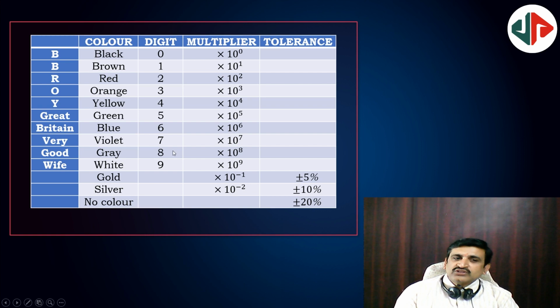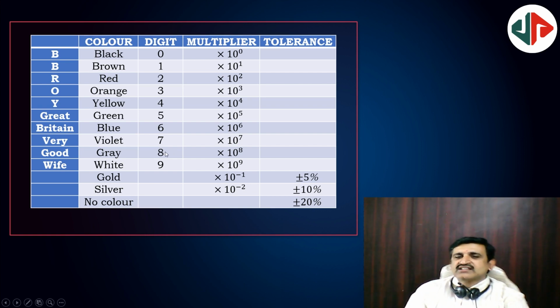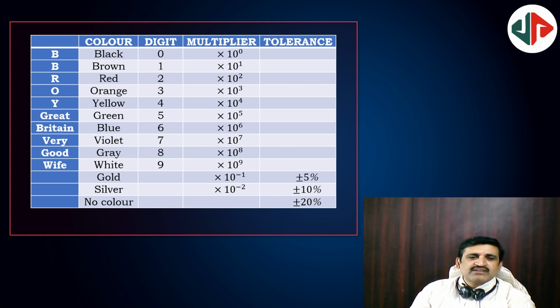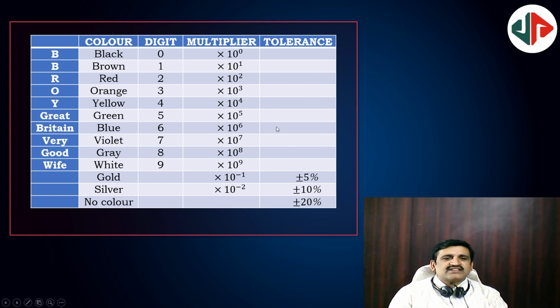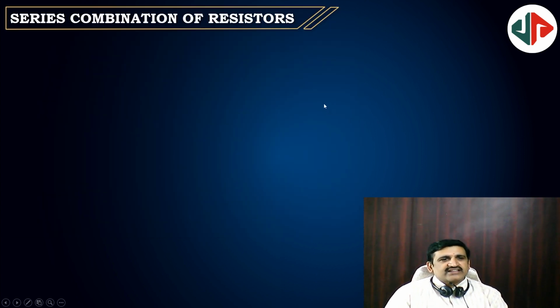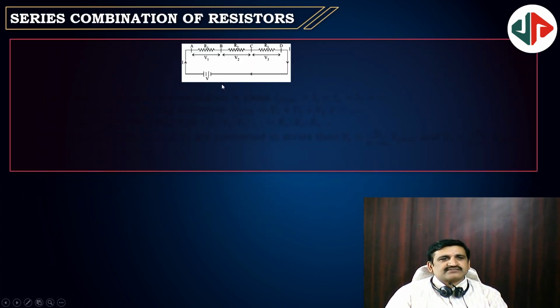And the fourth band, if it is the gold band, then it will have an error or tolerance of 5%. If it is a silver band, 10%. If it is no band, then 20% tolerance. And also in the multiplier these colors are there, then 10 power minus 1 and 10 power minus 2 also you need to notice. Next, series combination of resistors.